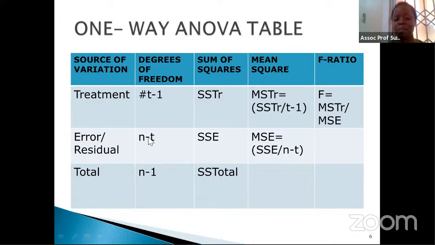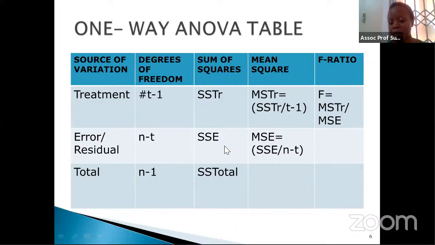Here we have n minus t, the number of treatments in the model. So for each treatment, you calculate a mean, which you use to compute the sums of squares for error. Okay, then we have sums of squares. They are formulas, but this is purely science, so we are not going to put formulas in here. And then we have mean square.